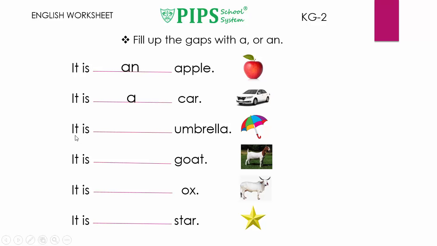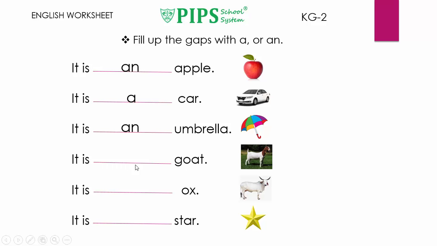The next sentence is, it is dash umbrella. The initial letter of umbrella is U and U is a vowel letter. Now we will write article an in the empty space like this. So the sentence is, it is an umbrella.